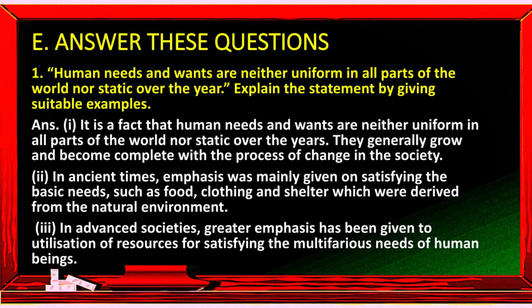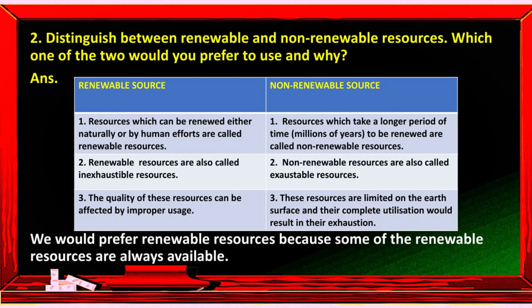2. In ancient times, emphasis was mainly given on satisfying the basic needs, such as food, clothing and shelter, which were derived from the natural environment. 3. In advanced societies, greater emphasis has been given to utilization of resources for satisfying the multifarious needs of human beings.